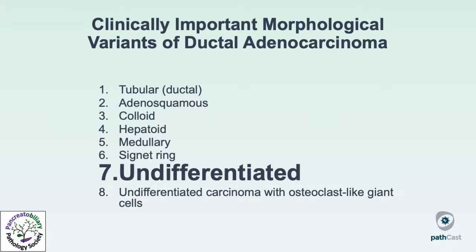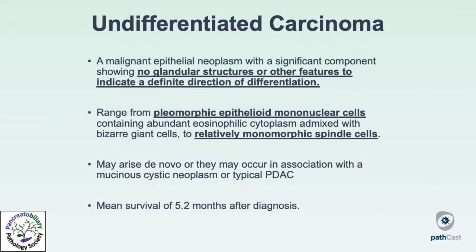So now we'll move on to undifferentiated carcinoma. Now, undifferentiated carcinomas are a pretty broad category. It's defined as a malignant epithelial neoplasm with a significant component showing no glandular structures or other features to indicate a definite direction of differentiation.